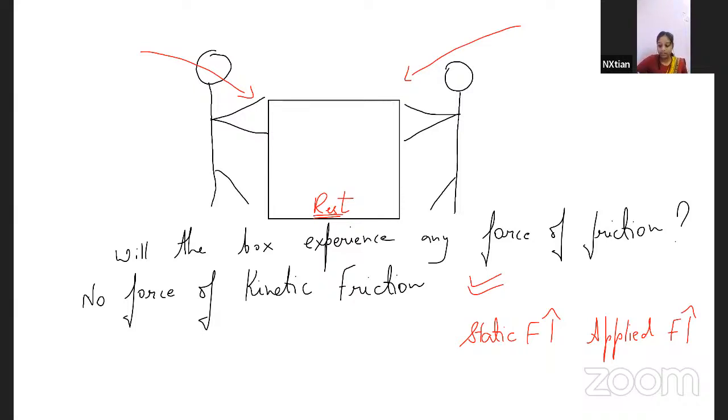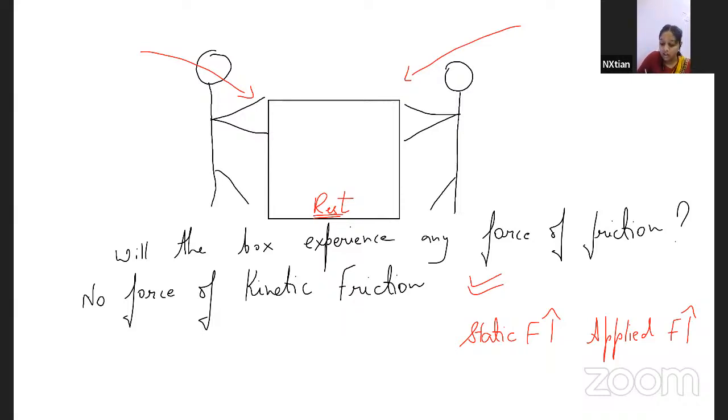Static friction increases as the applied force increases. There is one point where it reaches its maximum value. If the applied force exceeds this maximum value, the object will start to move.